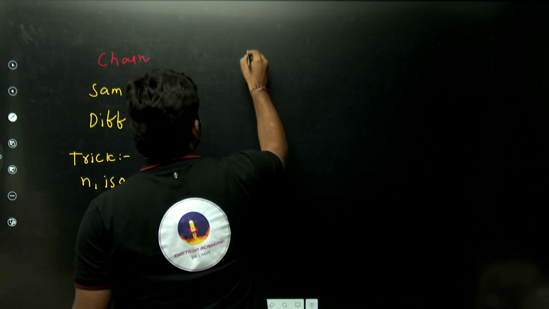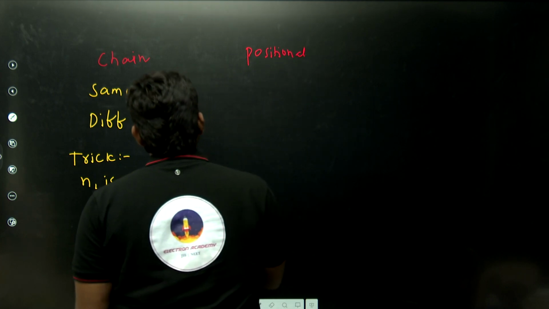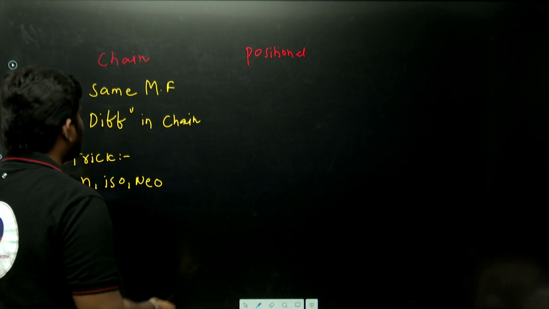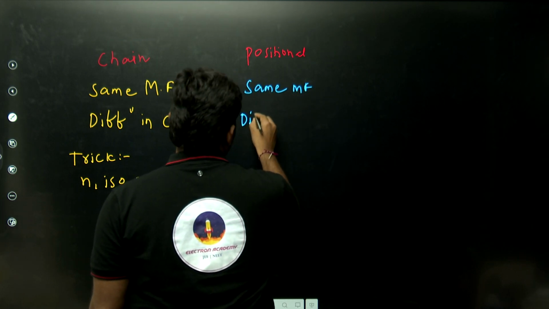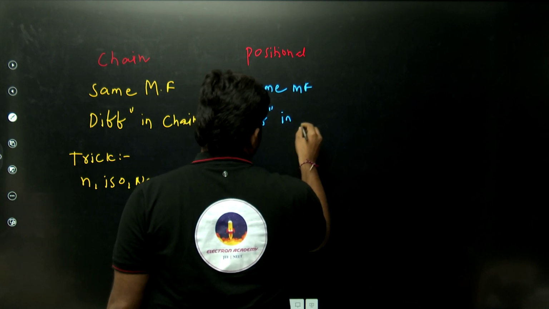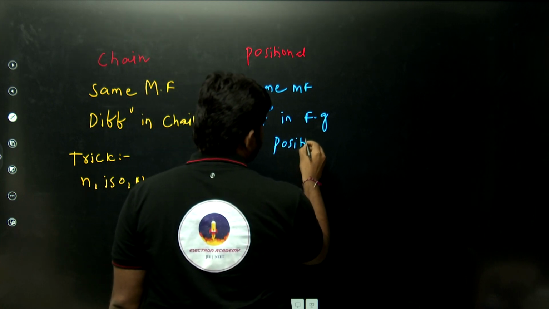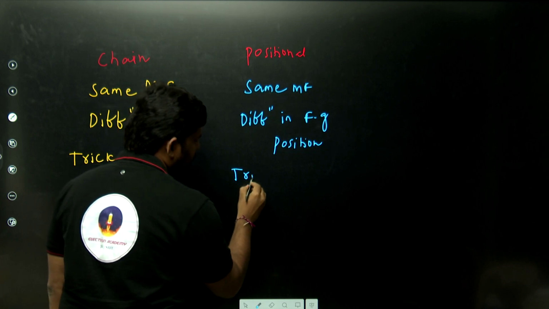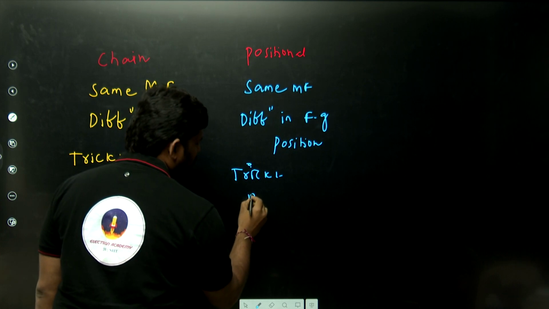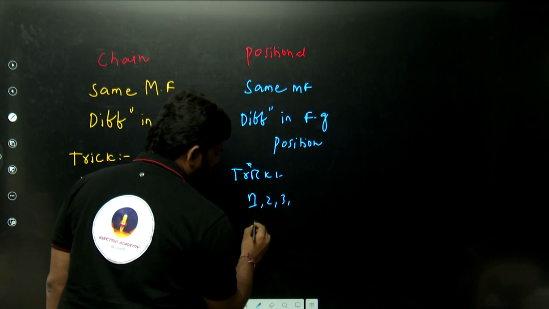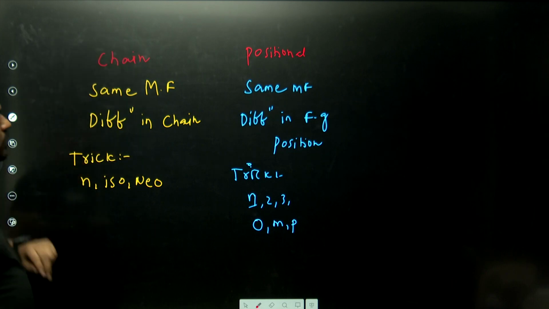Number 2, positional isomerism. What are the positional isomers? Simple. Same molecular formula, same MF, but different in position of the functional group. FG means functional group position. What is the trick here? Same molecular formula, as well as numbering 1, 2, 3, also known as ortho, meta and para. Positional is over now.